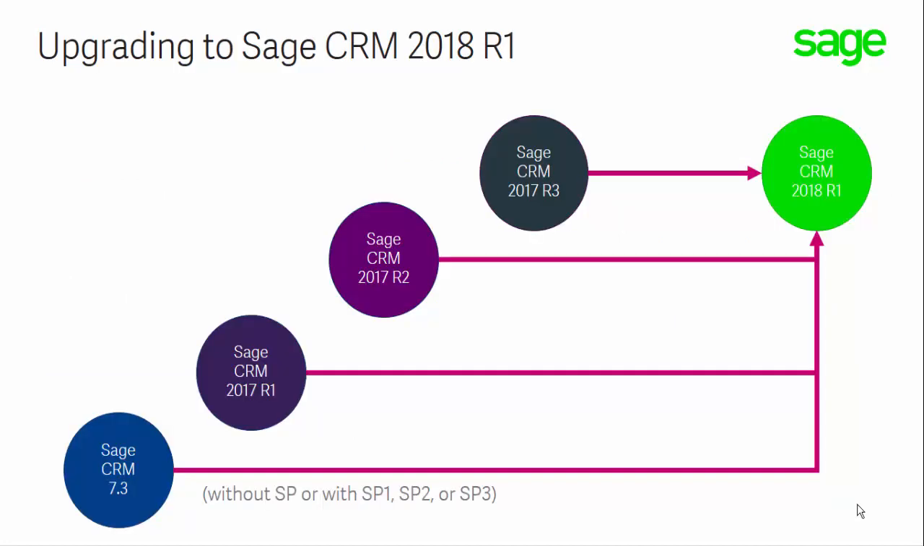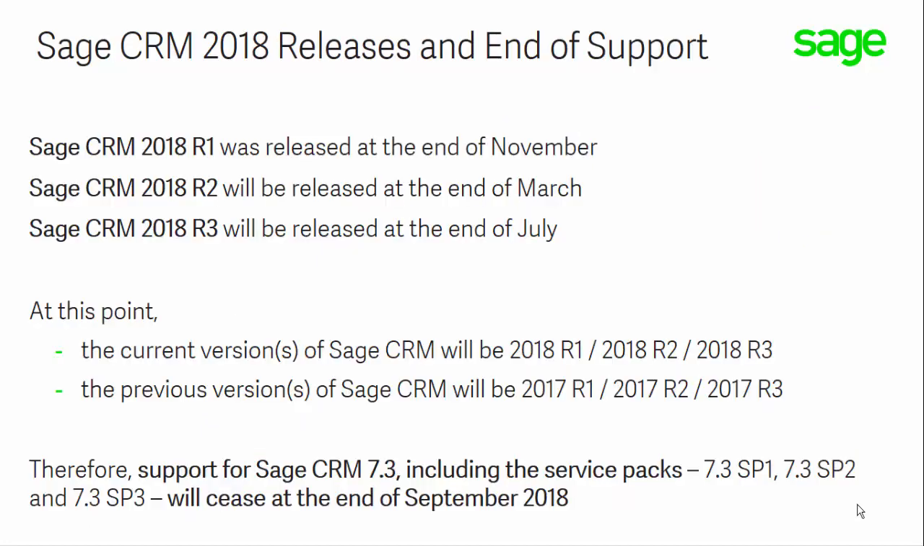But let's think about the upgrade path. The upgrade path is clear, and customers are supported in their upgrades from Sage CRM 7.3 and any of the service packs and any of the releases of Sage CRM 2017. Now, in terms of support, what does this mean? Well, we know that 2018 R1 has been released. It was released at the end of November, and 2018 R2 will be released at the end of March, with 2018 R3 on target to be released at the end of July.